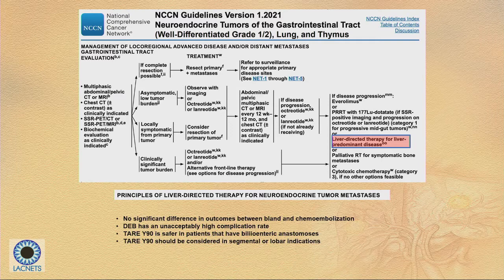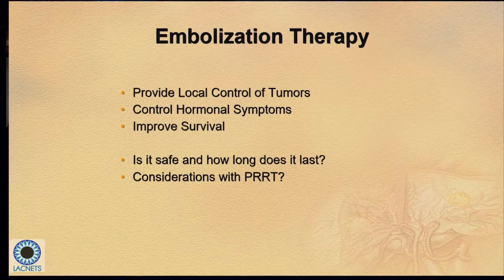TARE or radioembolization has been shown to be safer in patients who have bilioenteric anastomosis, which means that they have had a Whipple procedure. They could have a stent in their biliary tree. It's safer to treat these patients with Y90 than it is with bland or chemoembolization. And there's also some data that's coming out demonstrating that Y90 may have some long-lasting toxicities, because we know neuroendocrine patients are going to survive for a long time. So really, we're looking at the long-term gain.